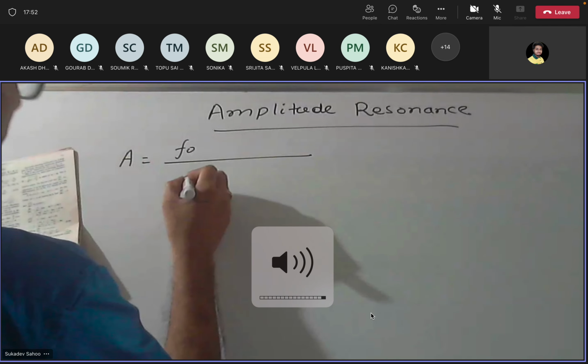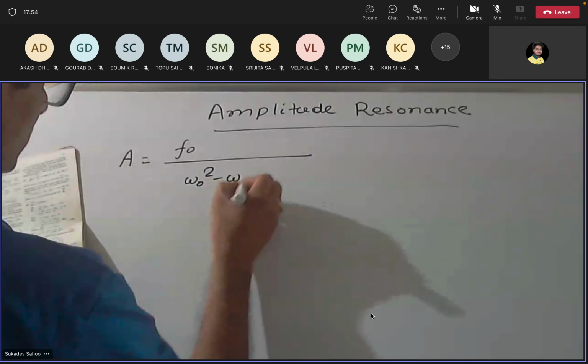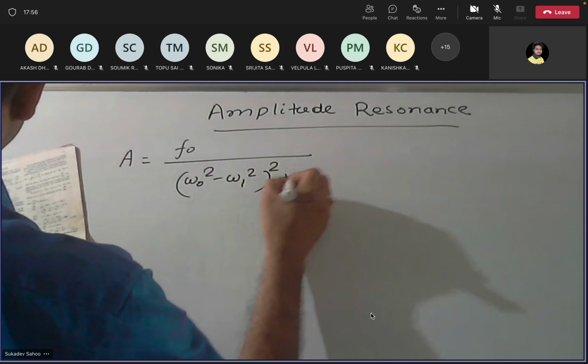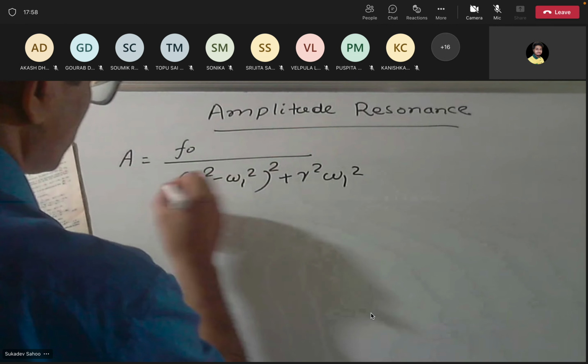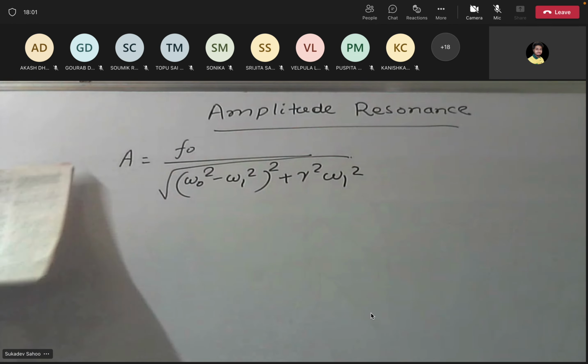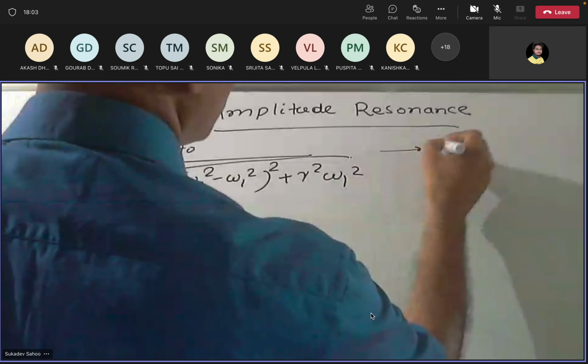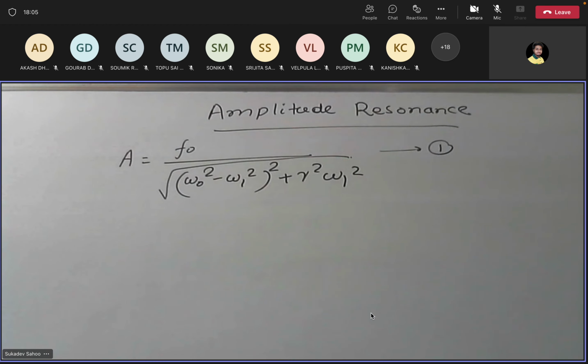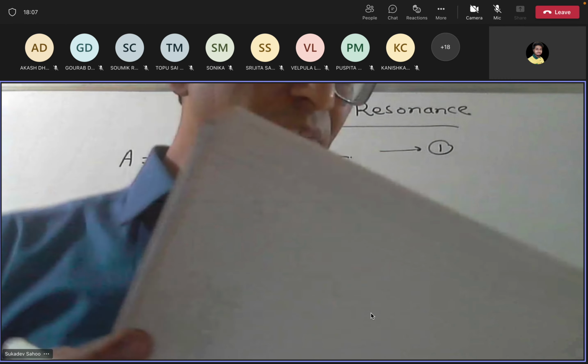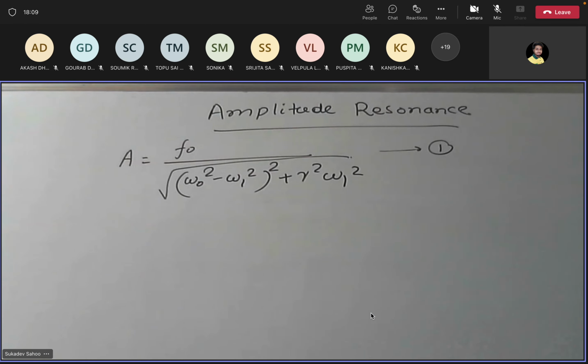Amplitude A = F0 divided by the square root of (omega 0 square minus omega 1 square) whole square plus gamma square omega 1 square. Suppose this is equation number 1. You know, the amplitude, the displacement amplitude of a forced vibration is given by equation number 1. Or you can give the equation number according to your book, according to your notebook. Suppose it was 14, then you can start from 15 as you like.